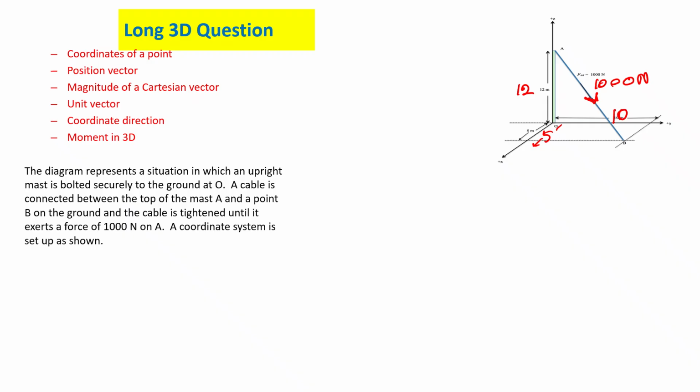Coordinates of the points A and B. What are the coordinates of point A? 0, 0, 12. Agree? All agree? No, it doesn't have ijk in the coordinates, okay? So B is what? Along the x, this is your x, this is your y, and this is your z. 5, 10, and 0. Okay.